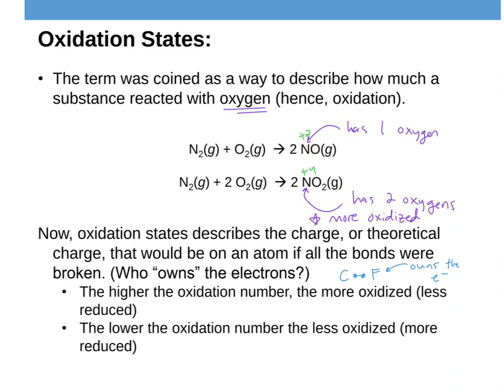This one is less oxidized. Now the question is, where on earth did I come up with that number? I just put a +2 and a +4. Where did I get that? How did I get that? How do we determine what those oxidation states are? How do we calculate them?